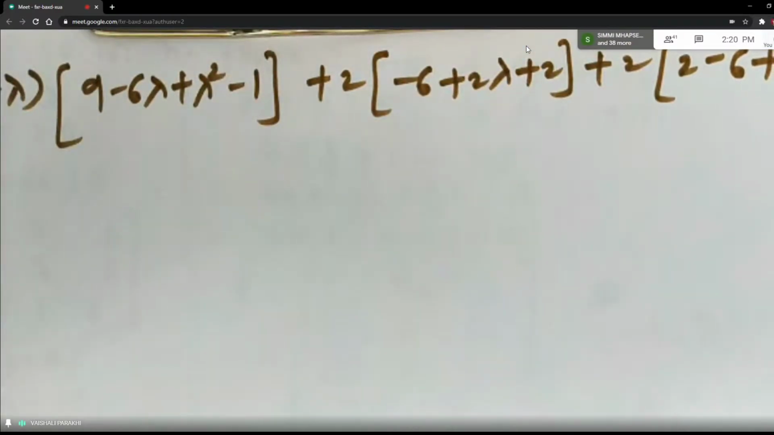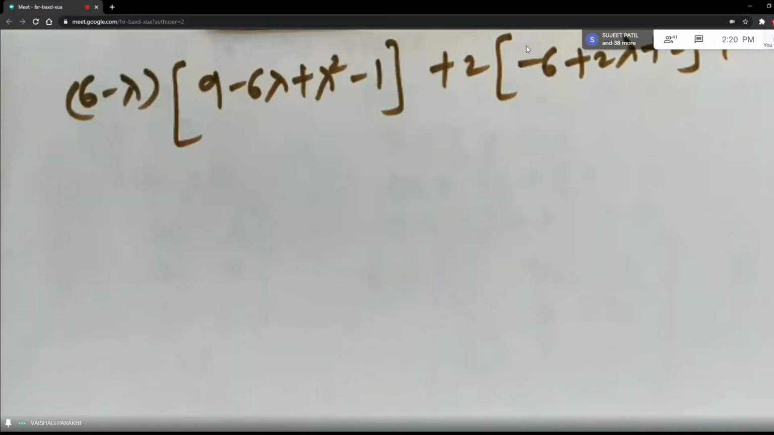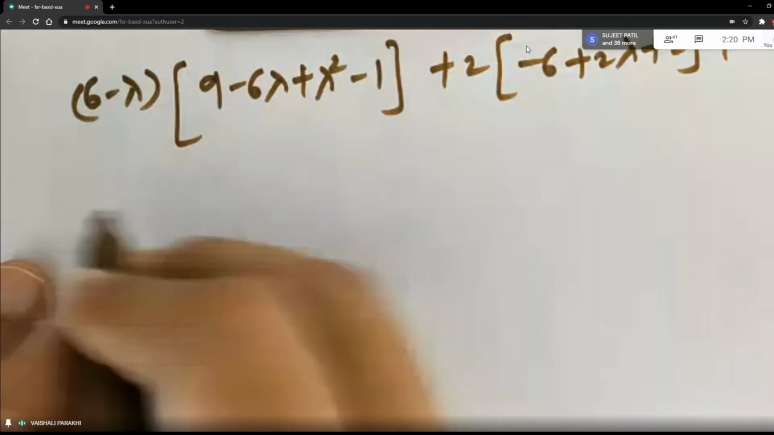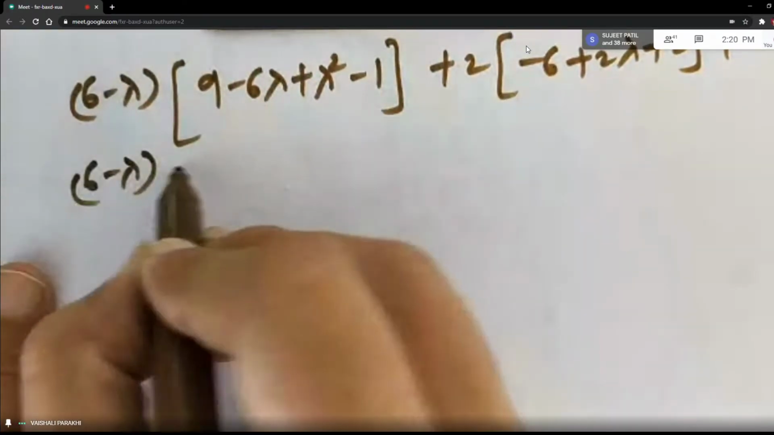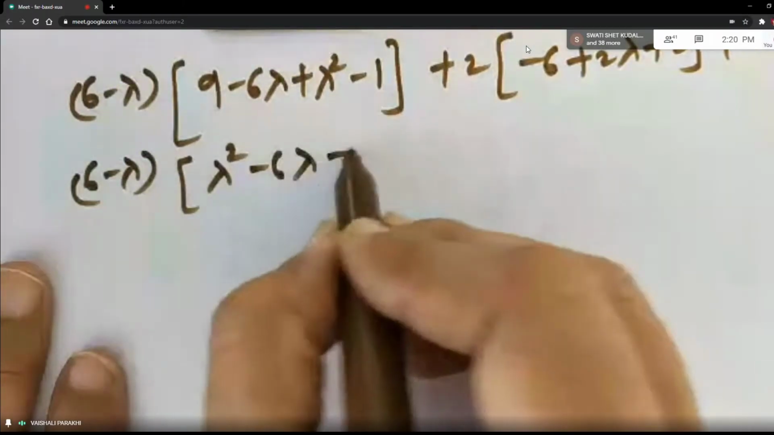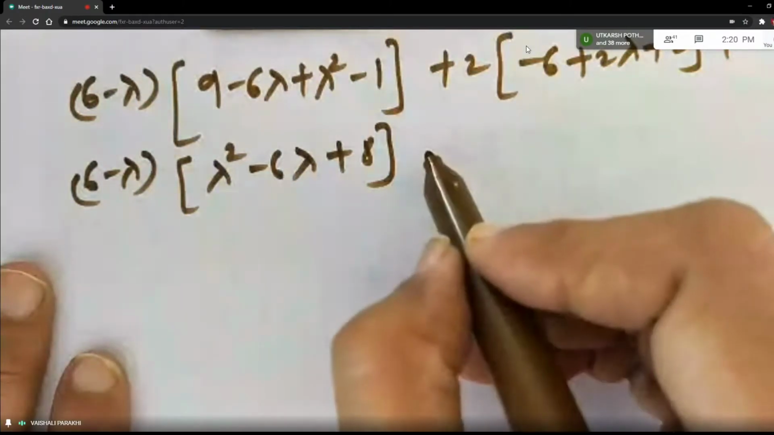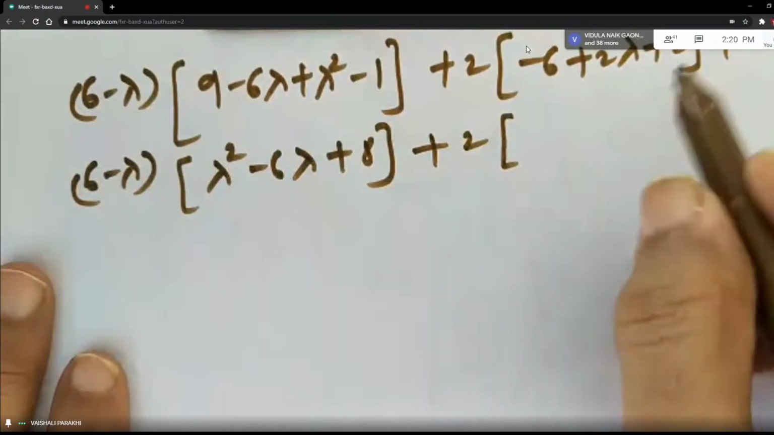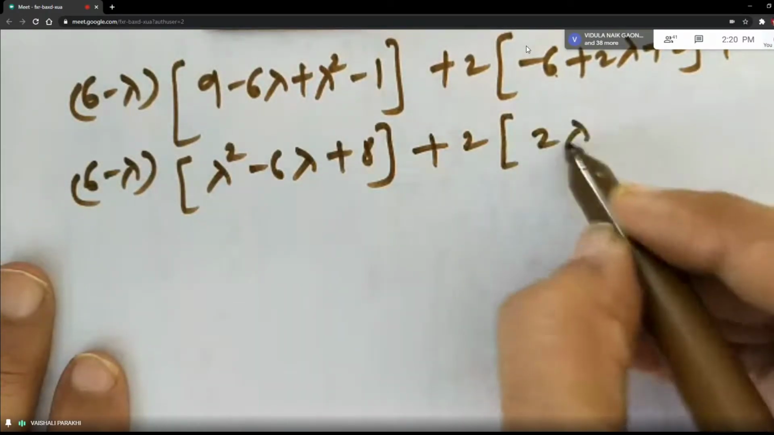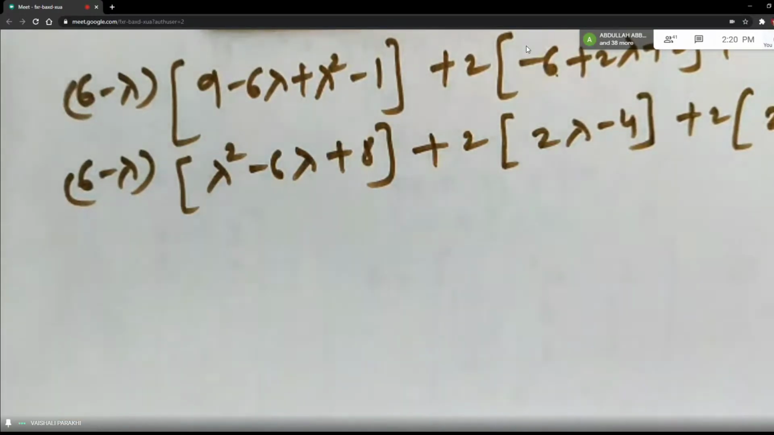I am opening the bracket. I am just simplifying, not doing any new step. Now see what happens here. This is 6 minus lambda. This is lambda square minus 6 lambda, and this will be 8, right? 9 minus 1. And this is plus 2. What is this? This is minus 4. So it is 2 lambda minus 4. Now this is plus 2 into 2 lambda minus 4 is equal to 0.